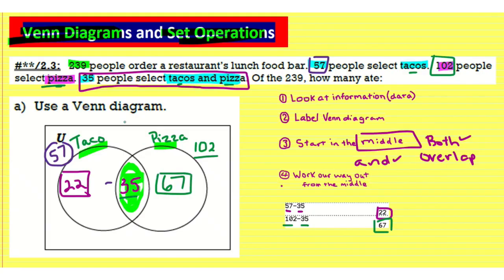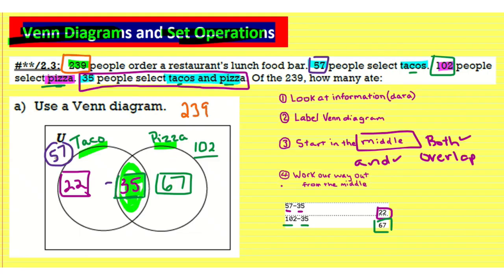So right now we have three primary numbers. We have 22 people had only tacos. We had 35 people that had tacos and pizza. And we have 67 people who had only pizza. Now, it also says in our information up here that 239 people were at the restaurant lunch food bar. So that means that the whole rectangle, the whole universal set, all of these numbers inside the rectangle will need to add up to 239.